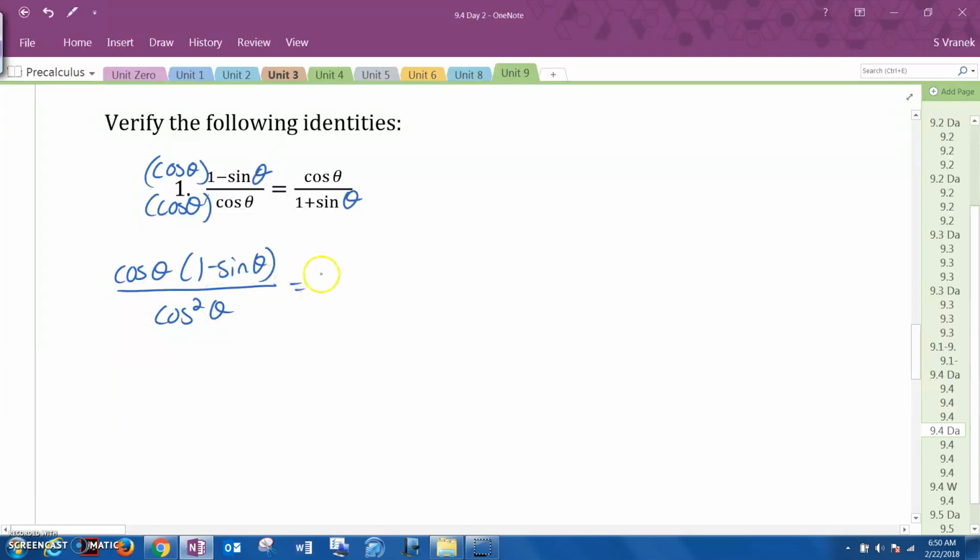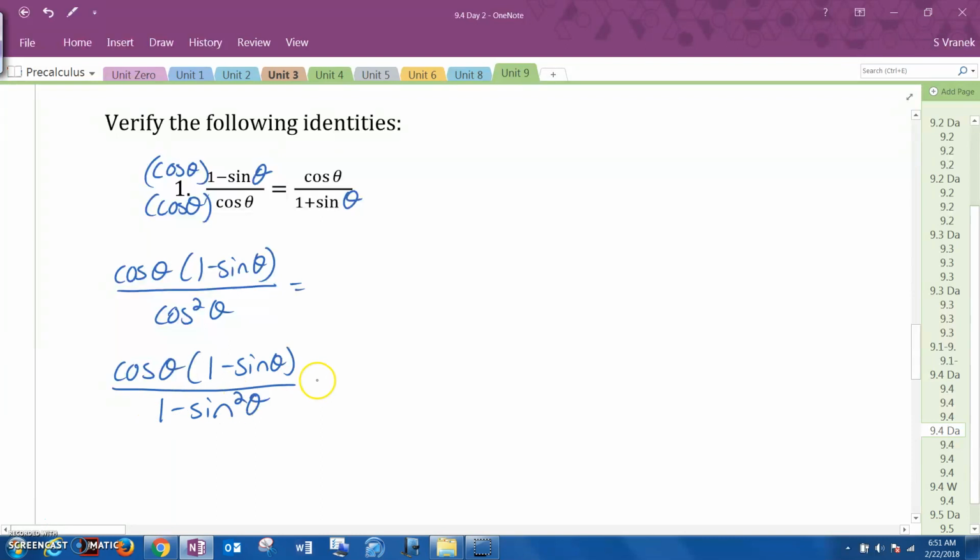Okay, so I know I want that. Well, I don't want this thing in here anymore. It's going to have to cancel with something on the bottom. Well, I do have cosine squared on the bottom now, which is my identity. I can change that into 1 minus sine squared theta. If you remember from yesterday's video, that's one of our identities.